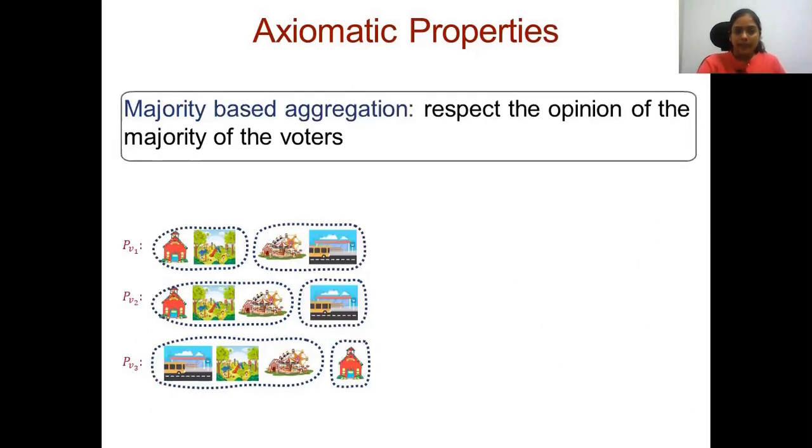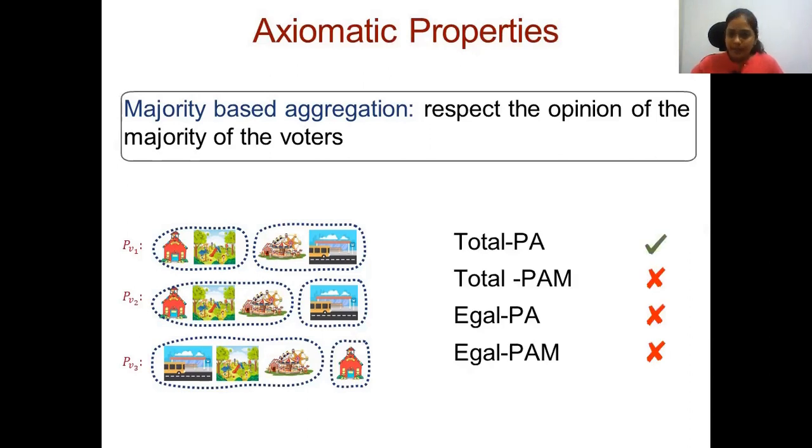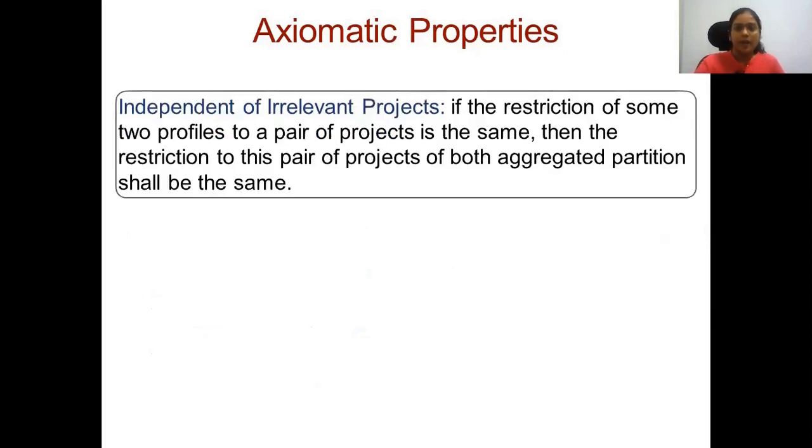The next property that we define is majority-based aggregation, which is a relaxation of unanimity. Here we want the aggregated partition to respect the opinion of the majority of the voters. So if we look at the projects of 2 parks, then for voter 1 these are in different parts, but for voters 2 and 3 these are in the same part. So even in the aggregated partition, they should be in the same part. We prove that total PA satisfies this property, while other aggregation methods do not.